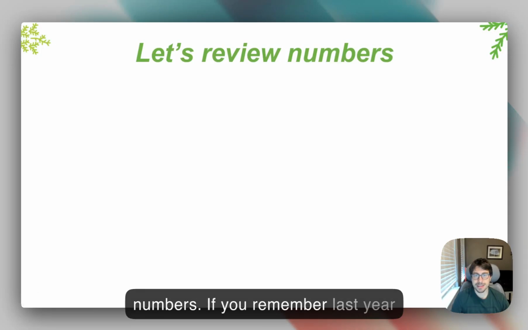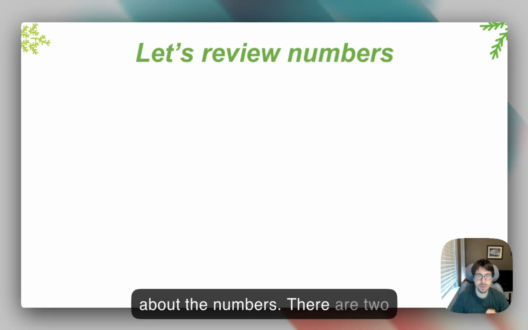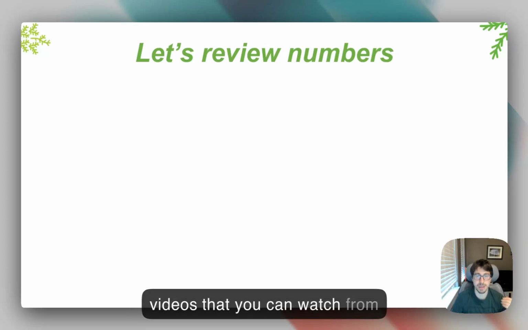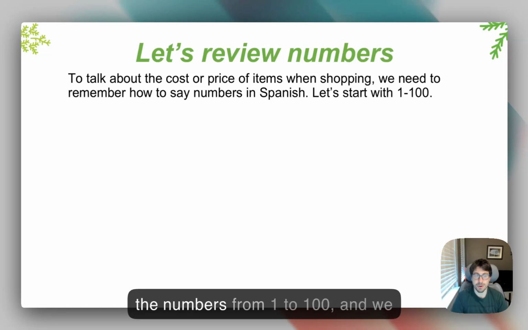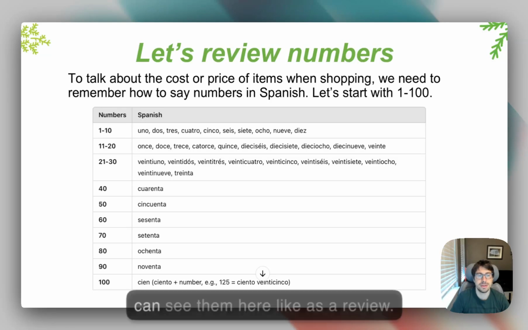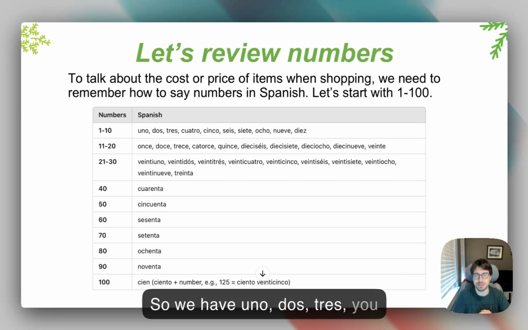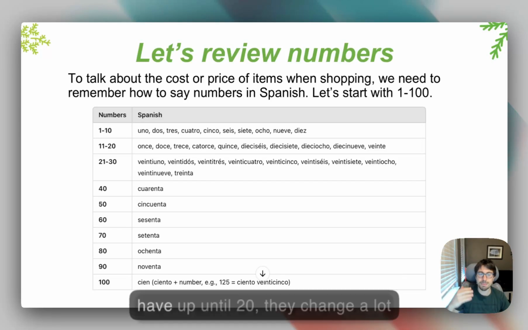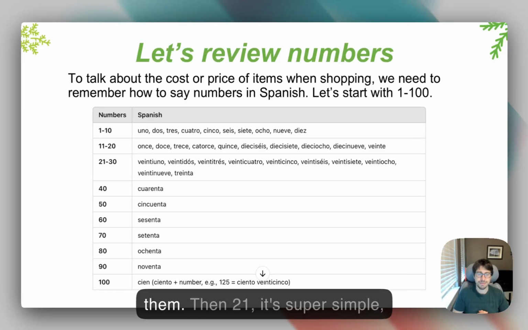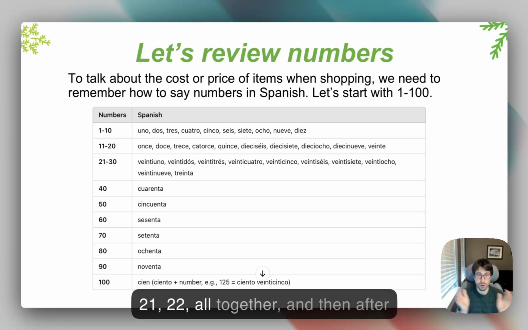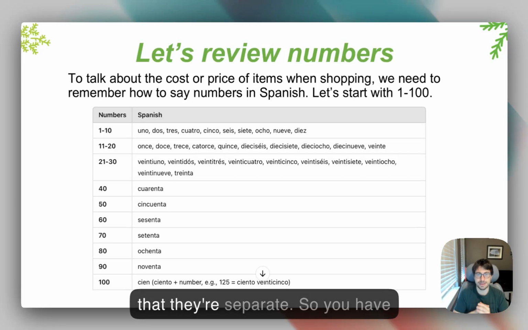If you remember last year in Elementary Spanish 1, we learned about the numbers. There are two videos that you can watch from Semillas 1. One is going to be about the numbers from 1 to 100, and we can see them here as a review. So we have 1, 2, 3, you already know this, and then we have up until 20, they change a lot, so you have to really memorize them. Then 21, it's super simple, 21, 22, all together, and then after that they are separate.